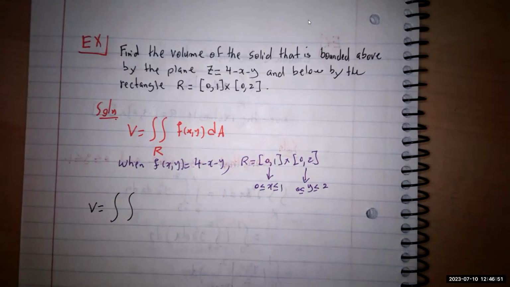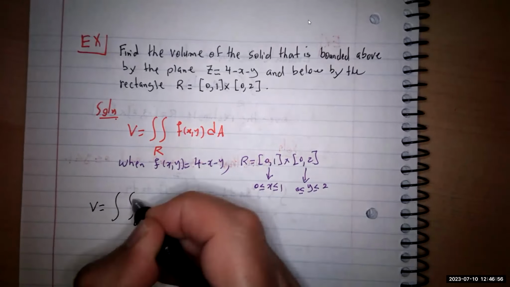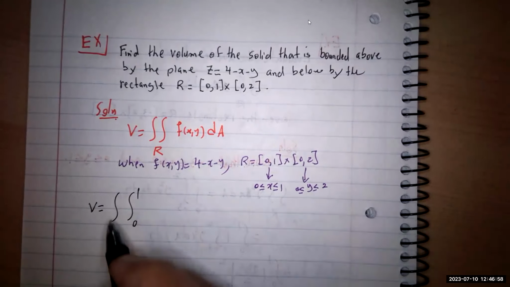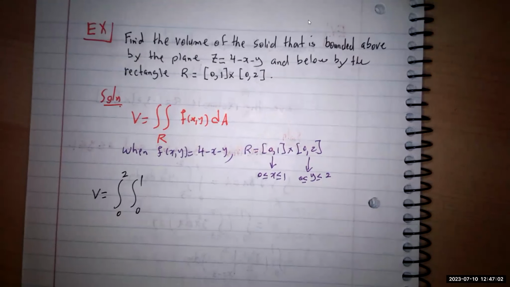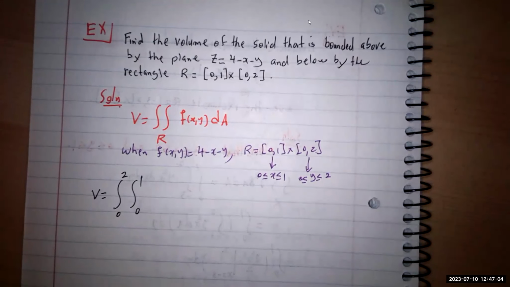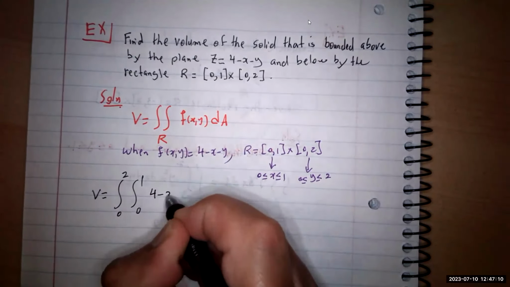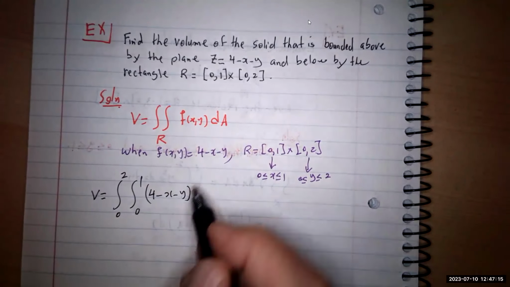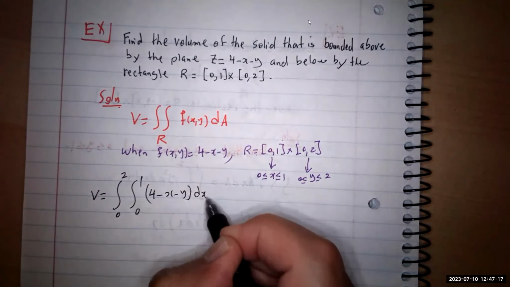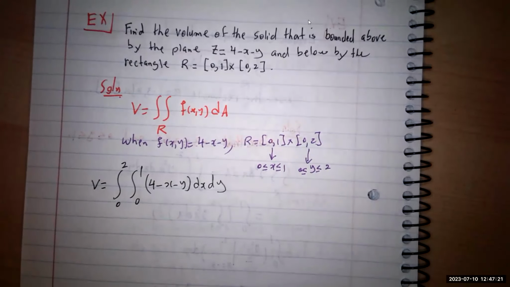Again, it doesn't matter which one goes first. So I do x first, 0 to 1. Again, you get the same solution if you just switch it. 0 to 1, 0 to 2, and the function is going to be 4 minus x minus y. The way I write it down, I should do the x first, then the y. So that's going to be a formula. Any question?